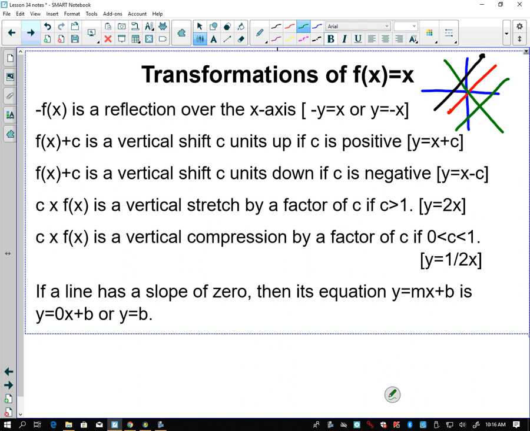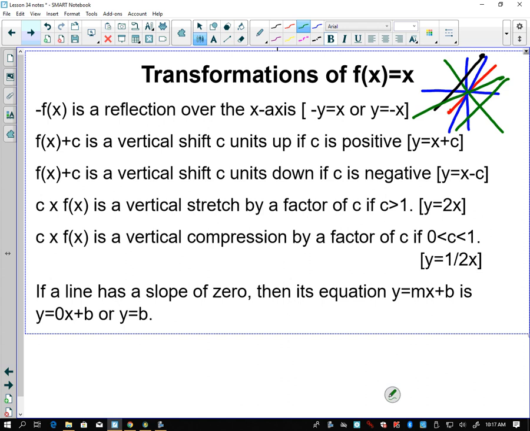All right, what else affects it? Well, c times y is a vertical stretch by a factor of c if c is greater than 1. For this case, y equals 2x, all right? Well, that's going to stretch that slope. So instead of being up 1 over 1, now it's up 2 over 1, right? So it's going to be more like this, okay? But if it's less than 1 but greater than 0, I'm going to get something that's a little bit more horizontal, right? And so that's what we call compression. Okay, it's pushing it down, right? So we would get something like 1/2 x.